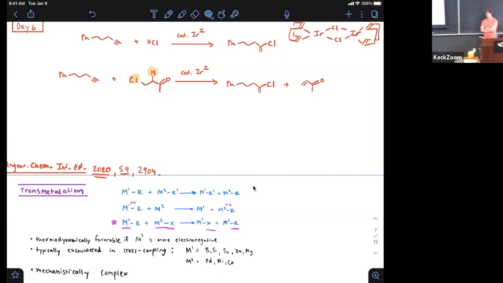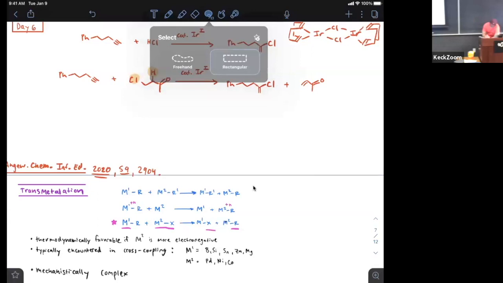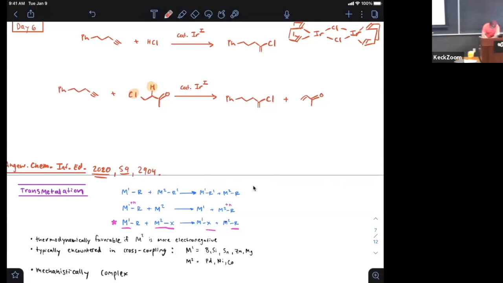I think the iridium is necessary for the process, and then the iridium is doing the oxidative addition to the carbon chloride bond, and the beta hydride elimination is accelerated by the ligand.